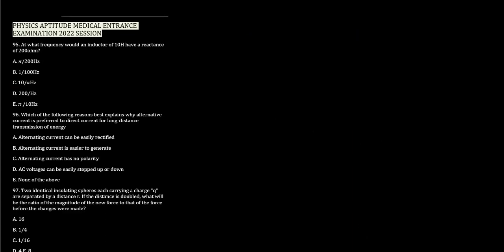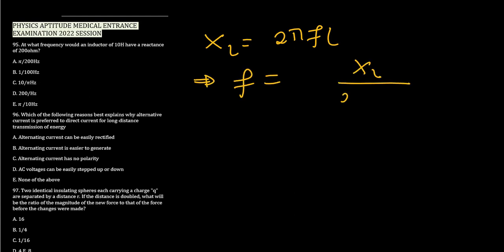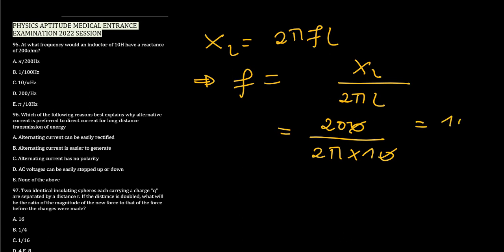Question number 95. At what frequency will an inductor of 10 henry have a reactance of 200 ohms? So the inductive reactance XL is given by 2 pi FL, and so the frequency F will be equal to the inductive reactance divided by 2 pi L, and numerical application means 200 ohms divided by 2 pi times 10. This and this simplifies, and at the end we get 10 on pi hertz. So the correct option is option C.